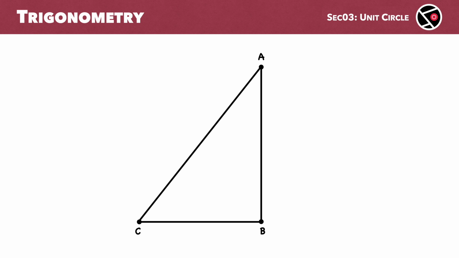We have a right angle triangle, ABC, where angle ABC is 90 degrees. One of the internal angles, angle ACB, is 60 degrees. AC is opposite to the 90-degree angle. So AC is the hypotenuse. For the 60-degree angle, AB is the opposite side and CB is the adjacent side.